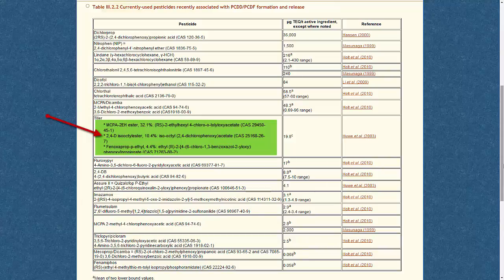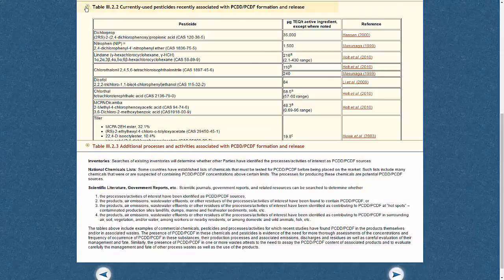2,4-D is one of the world's most commonly used pesticides, and it's also listed now in the 2013 Toolkit. Again, it's important to remember that when dioxins or other UPOPs are found in a pesticide or a pesticide formulation, the facilities that produce that pesticide and those that prepare its formulations are possible future or current hotspots. Now, let's collapse this table of pesticides and expand the table of additional processes and activities associated with dioxins.